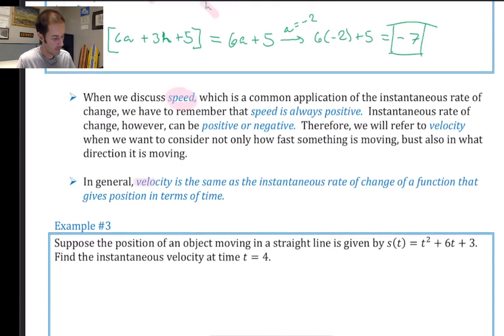Velocity is considered to be the instantaneous rate of change of a function that gives position in terms of time. And very shortly we're going to introduce the word derivative, and we'll find that velocity, or a velocity equation, is the derivative of a position equation.